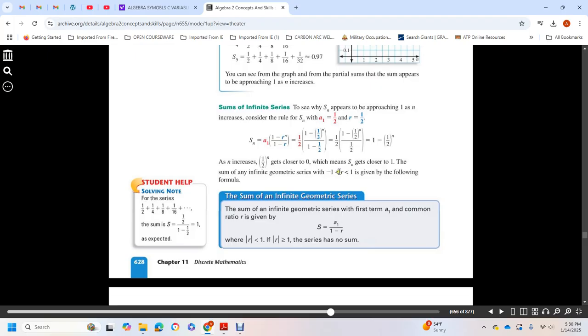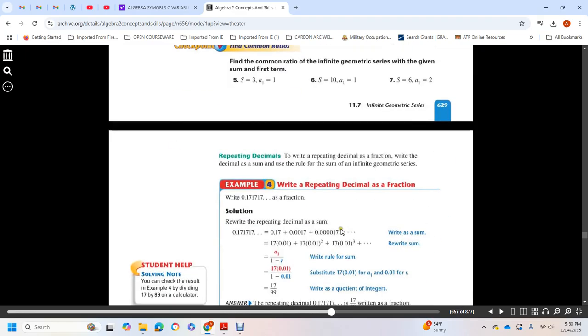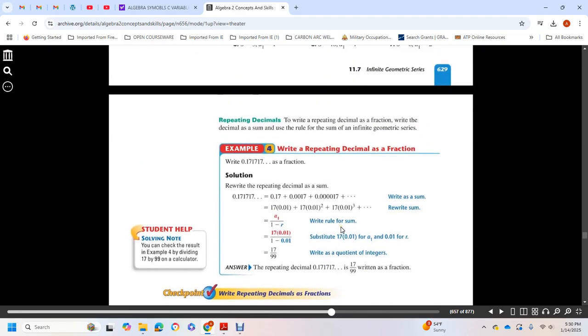When the ratio is greater than negative 1 and less than 1, the sum of the infinite geometric series is given by the following formula, with first term a sub 1 and common ratio r, where the absolute value of r is less than 1. If the absolute value of the ratio is greater than or equal to 1, the series has no sum. Repeating decimals: to write a repeating decimal as a fraction, write the decimal as a sum and use the rule for the sum of an infinite geometric series.